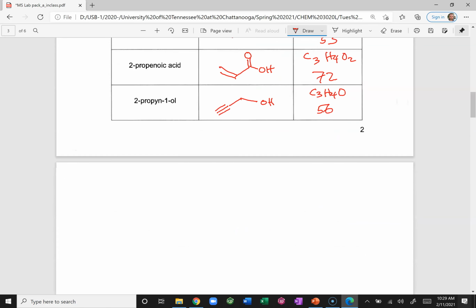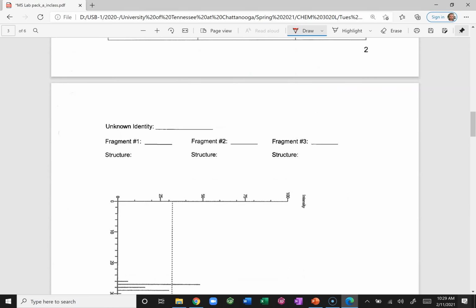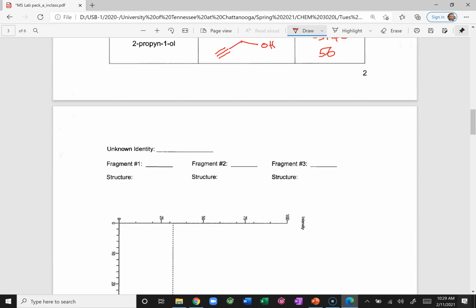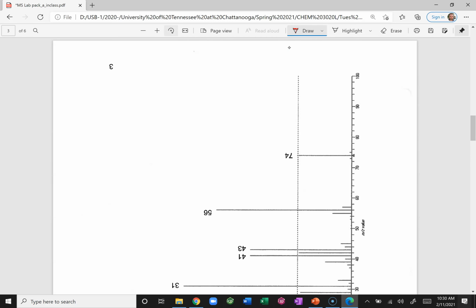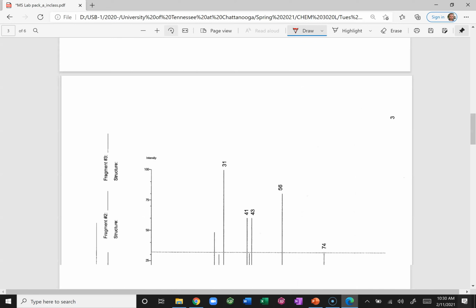All right, so let's do the first one. So here's what you will do: identify the name of the unknown, and you will find 3 fragments. All right, let's do this. Let's do the first one. Okay, so my options are 2. Let me rotate this. I have 2 options here.